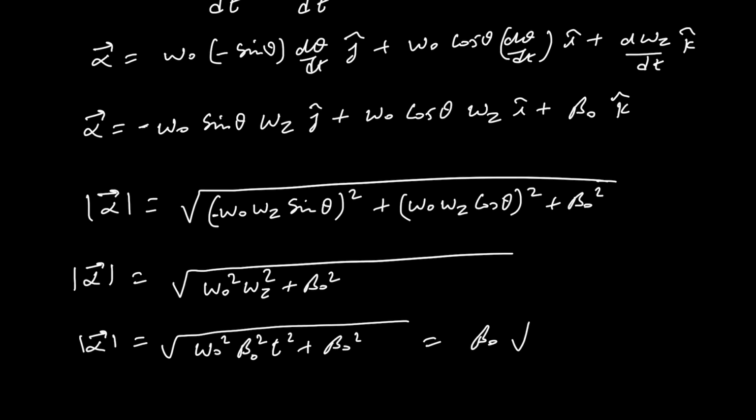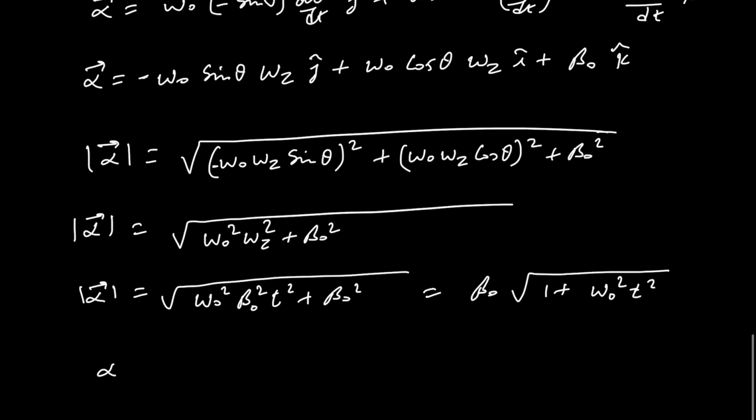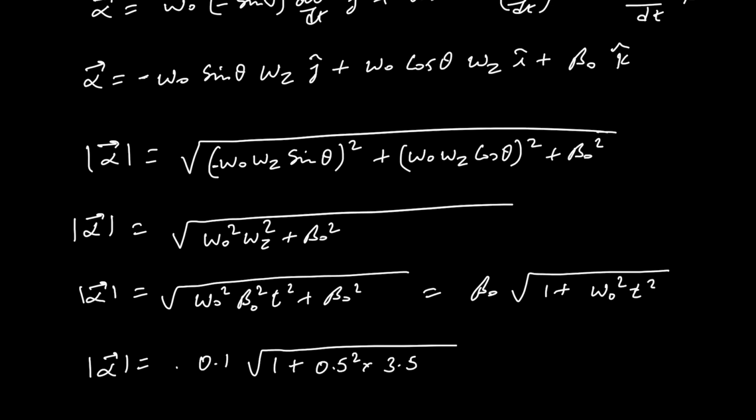Taking beta naught common, we will get square root of 1 plus omega naught square and t square. Just by putting numerical values, that is, instead of beta naught we will keep 0.1, 1 plus omega naught was given as 0.5 and t is given as 3.5. Solving all this, we will get 0.2 radian per second square.